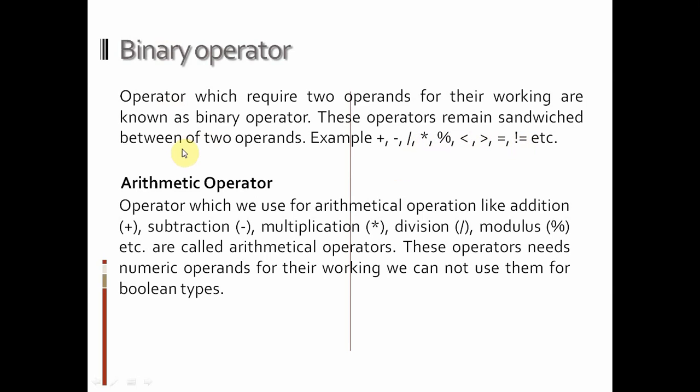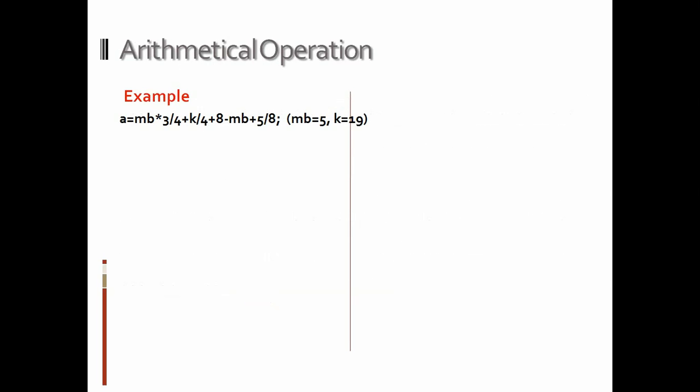So we can classify binary operators into various types. First is arithmetical operators. Operators which we use for arithmetical operations like addition, subtraction, multiplication, division, modulus, all these are known as arithmetical operators. These operators need numerical operands for their working. We cannot use them for Boolean types, which means we cannot use them with true and false.